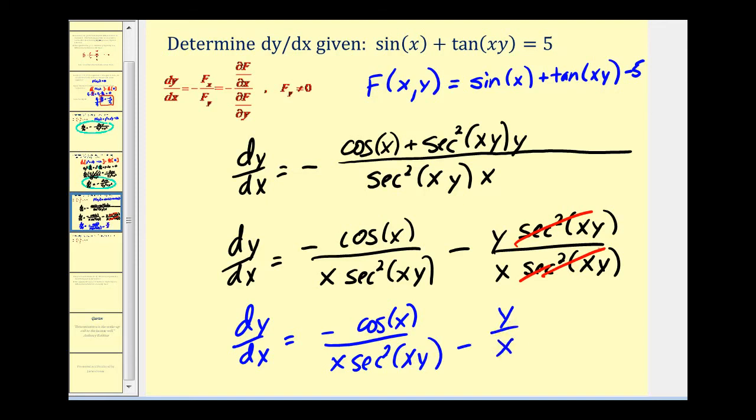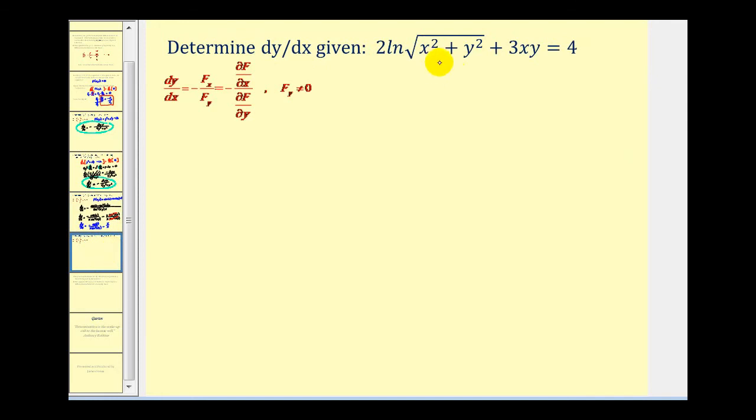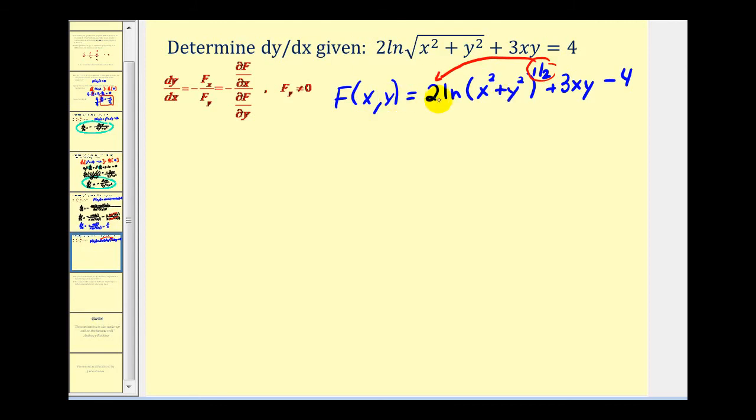And let's go and take a look at one more. Let's go and write out f(x,y). I'm going to write this as 2 natural log of (x squared plus y squared) to the 1/2 power plus 3xy minus 4. One more thing we can do is take this exponent here and apply the power property of logarithms to simplify this function. Let's do that. So we'd have natural log of x squared plus y squared plus 3xy minus 4.